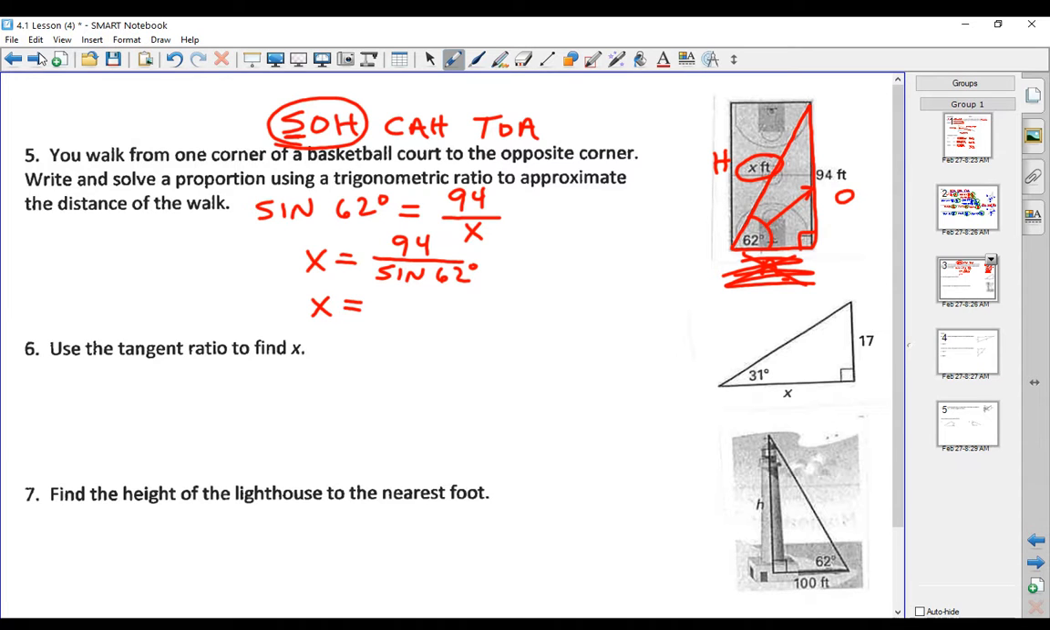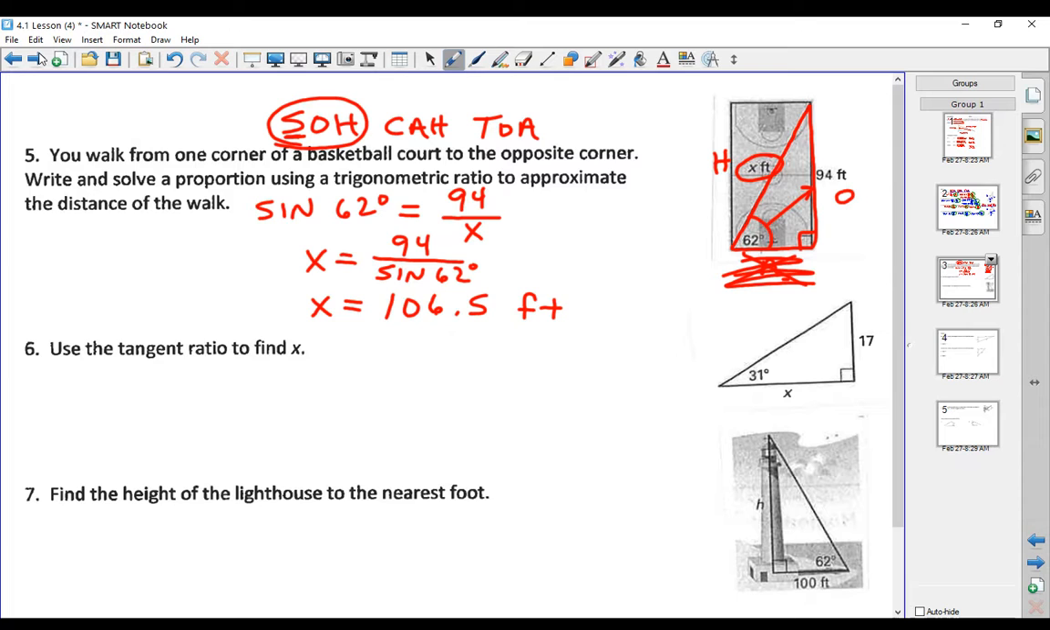You're going to have to use a calculator to work this out. You need a scientific calculator that's got a sine button on it. You may have to put 62 in parentheses. And there's also usually a button that says DRG on your calculator. Make sure that it is set on D for degrees. You want to make sure that you're measuring your angles in degrees. So if you divide that out, 94 divided by the sine of 62 degrees, that comes out to approximately 106.5 feet, because that's the distance from one corner of the basketball court to the other.